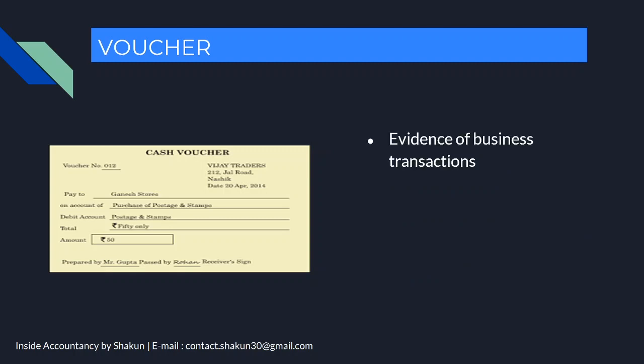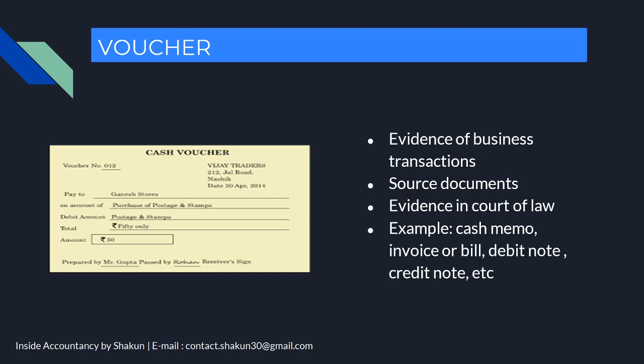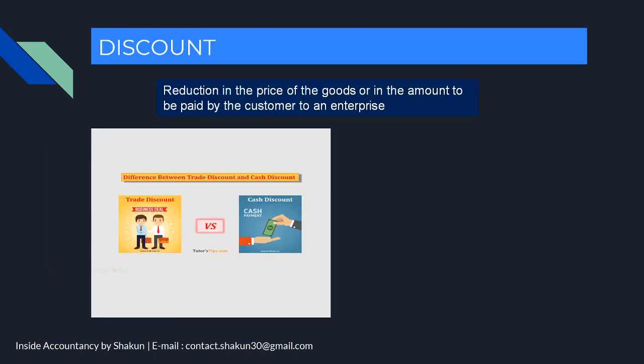Moving on to the next term, we have vouchers. A voucher is an evidence of a business transaction. It is also known as source documents. These can be provided as evidence in a court of law, and examples can be cash memo or invoices or bills, debit notes, credit notes, etc. Now, all these vouchers are the basis on which the transactions are recorded in the books of accounts. So, they are the evidence of business transactions. They are a proof that the business transactions happened, and on the basis of these vouchers, they are recorded in the books of accounts.